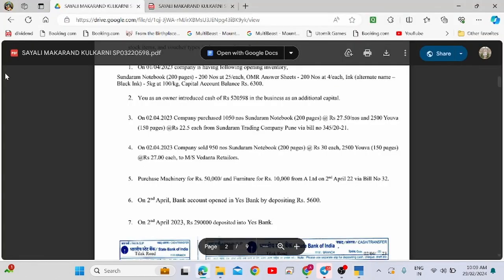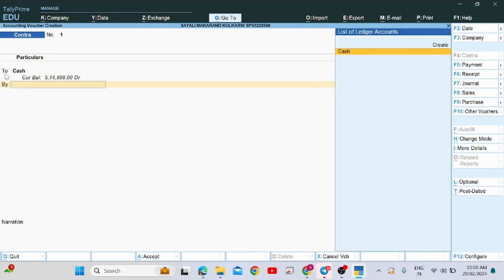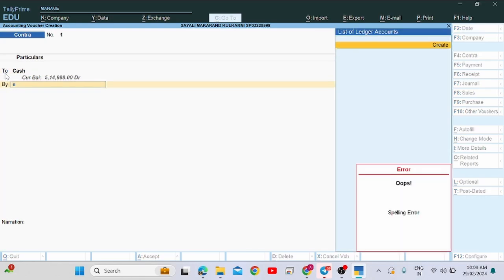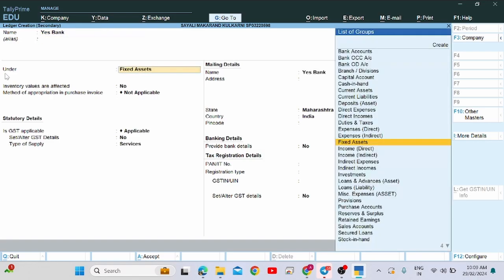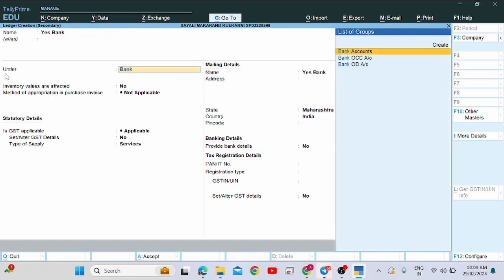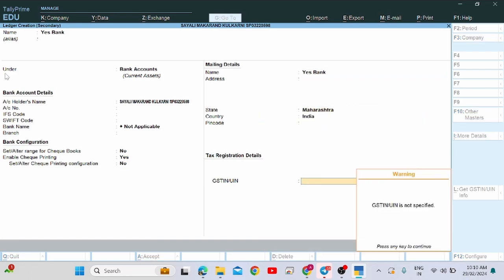And then how much cash? 5,600 rupees cash, say 5,600. And then S bank, where you don't have the S bank account, therefore say S bank. Create S bank, and S bank is your bank, therefore select bank, and don't change other details. Enter, enter, enter, simply accept it.